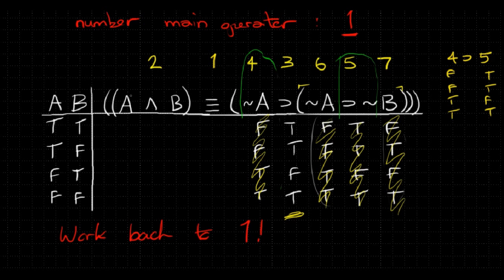Now we need to do 2. We've got A and B. Our rule for A and B is true when both true. So true, true is going to be true. True, false, it's going to be false. False, true, it's going to be false. And false, false is false.